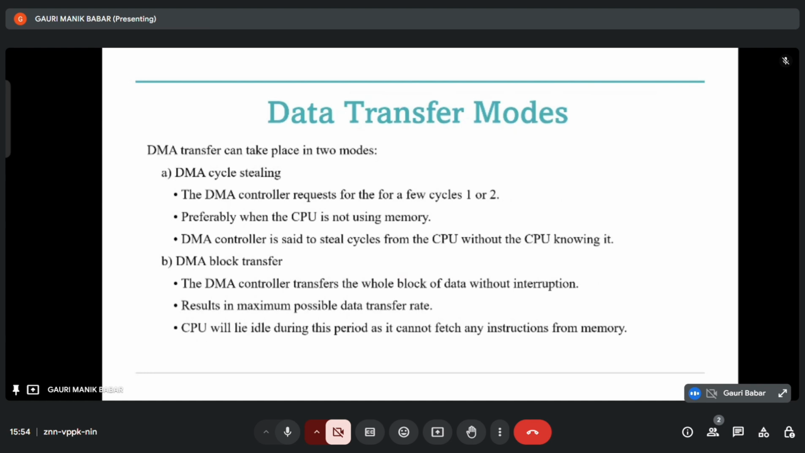And second is DMA block transfer. The DMA controller transfers the whole block of data without interruption, which results in the maximum possible data transfer rate. The CPU will lie idle during this period and it cannot fetch any instruction from the memory.